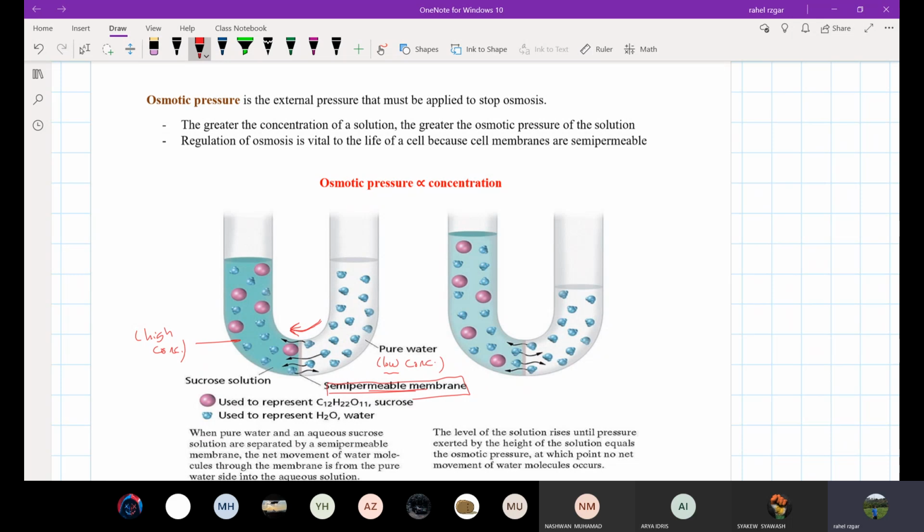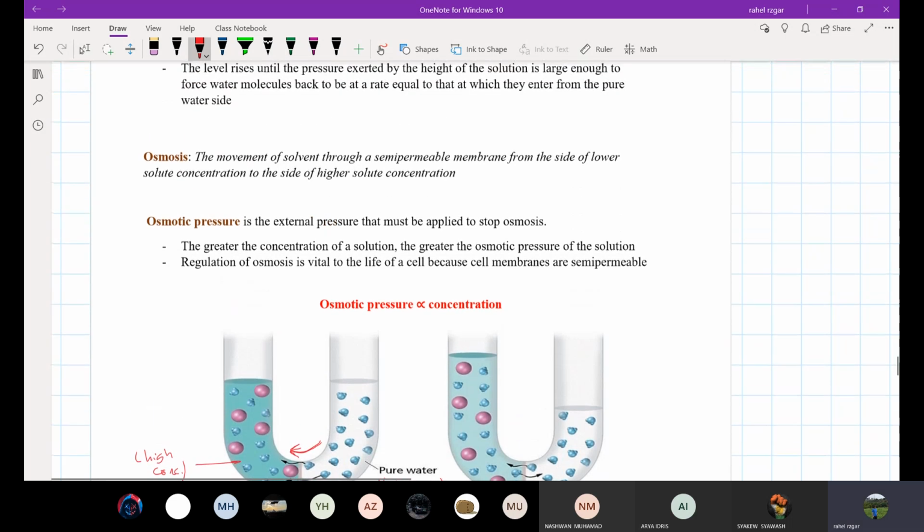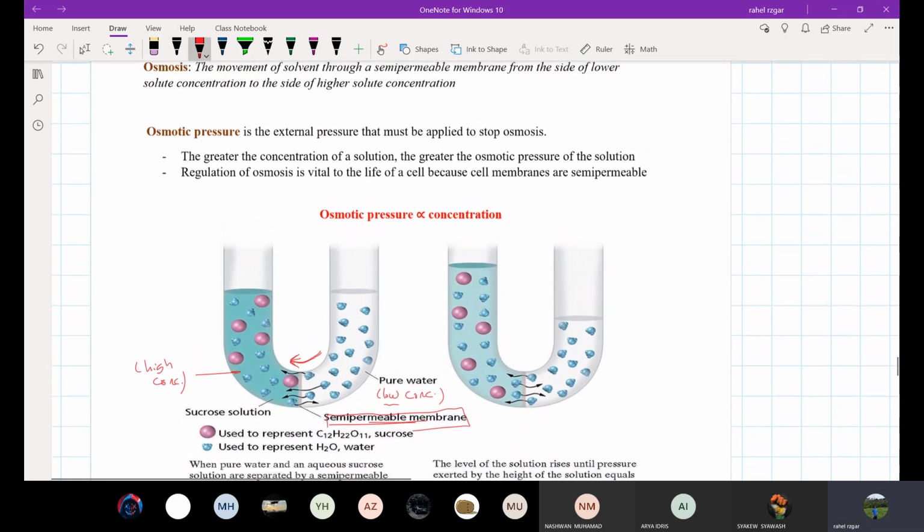So the movement from the low concentration towards the high concentration, we call it osmosis. All right. So this osmosis, this flow will continue until when?